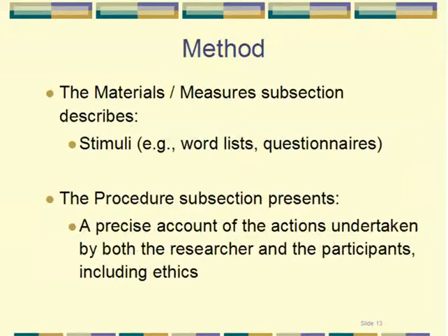The materials or measures subsection describes the stimuli, for example, word lists, questionnaires used, tests. The procedure subsection presents a precise account of the actions undertaken by both the researcher and the participants, including ethics. If a study has a complex ethics issue, then you may like to have a separate section just for ethics.